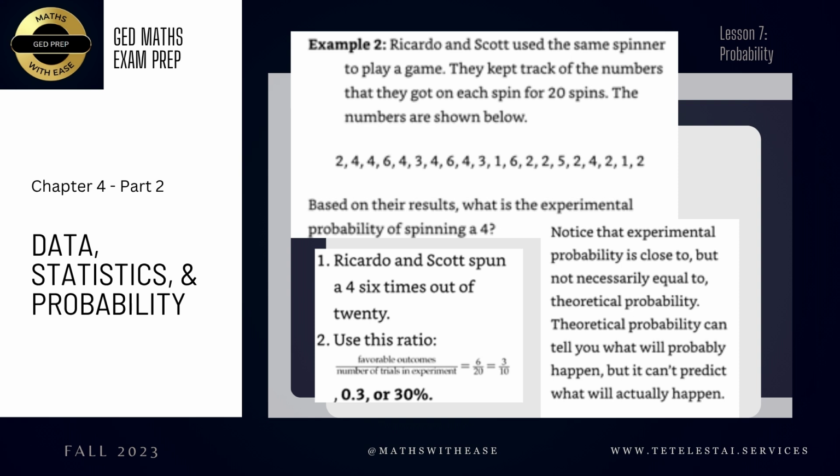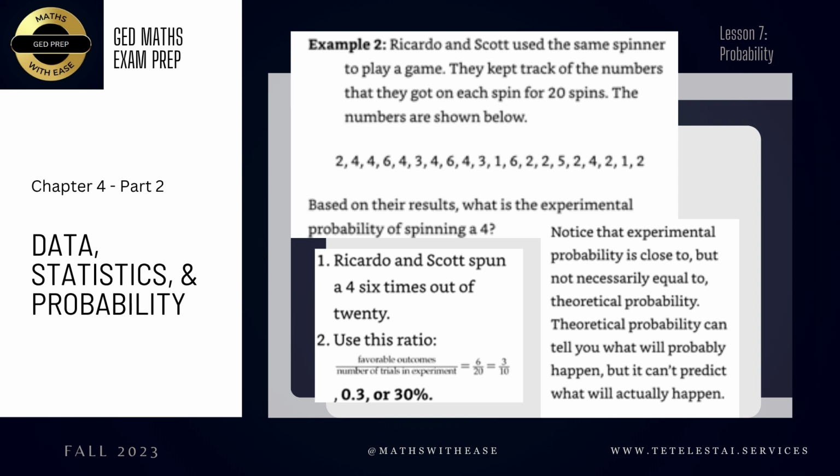And then you would just go back to your probability ratio. The number of favorable outcomes that we're interested in is the number of 4s that they could get, and we've counted that that's 6. And we would simply divide that by the total number of trials in the experiment. The question tells us that they spun a total of 20 times. So 6 to 20 is our probability ratio.